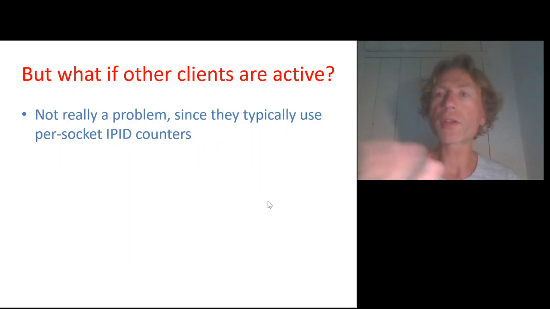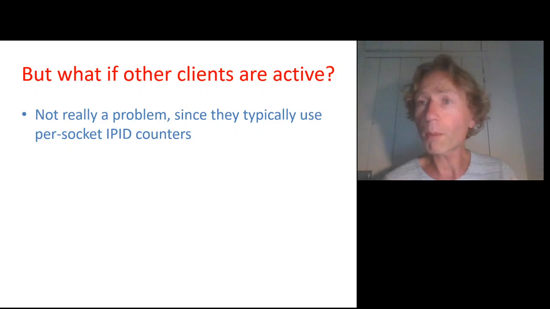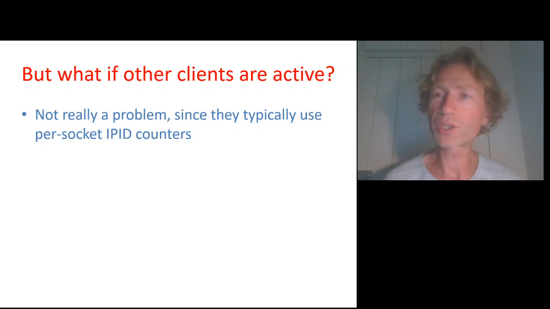So what if other clients are active? It turns out that this is not so much of a problem, because the other clients are typically using the per-socket IP ID counter. It's not common to use this less secure hash-based counter, and this is something that we can now use to our advantage.